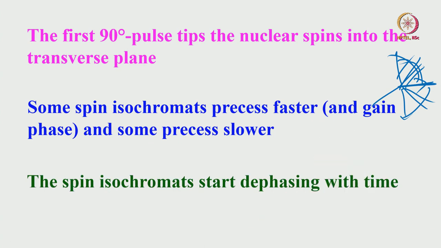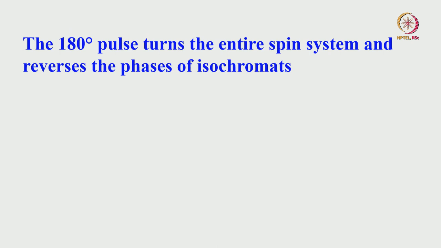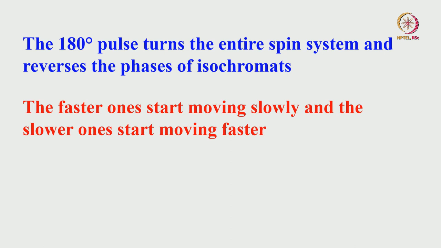Essentially, the spin isochromats start dephasing with time. With time, all the spin isochromats in the XY plane completely dephase. That's the important thing. Apply a 90 pulse, wait for some time, the spins start dephasing. That's what we know. Now you apply a 180 pulse. What does the 180 pulse do? It turns the entire spin system and reverses the phases of the isochromats. Very interesting. What is happening is, the faster ones start moving slowly and the slower ones start moving faster.